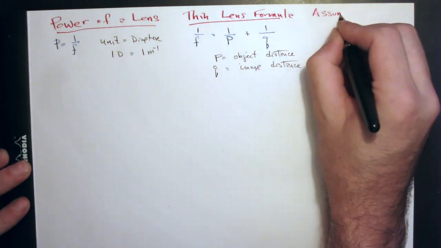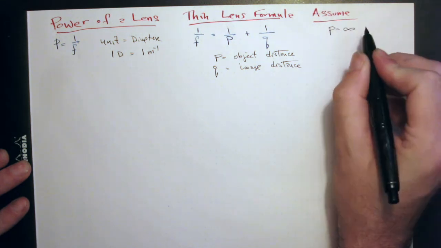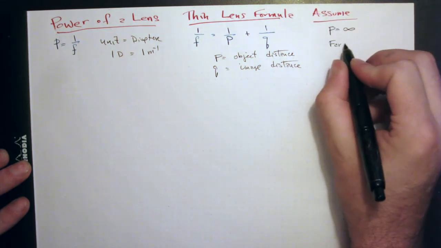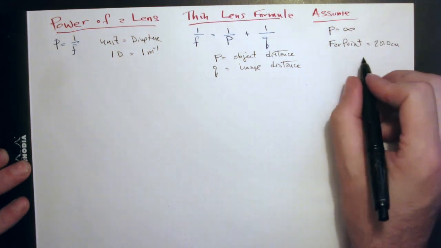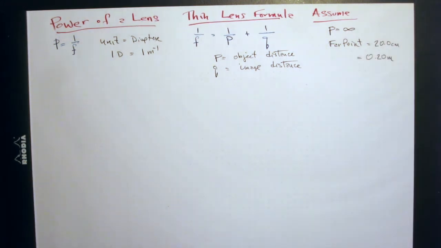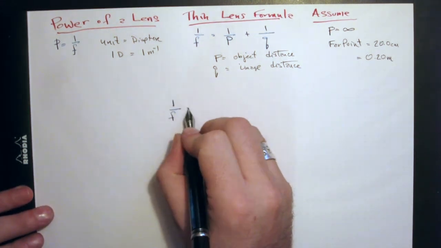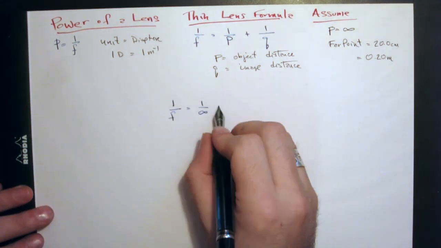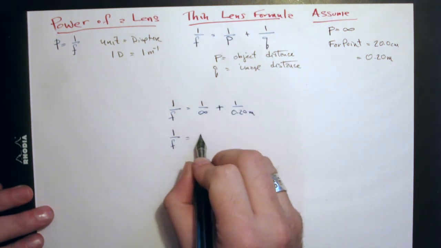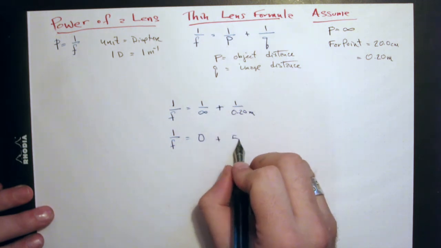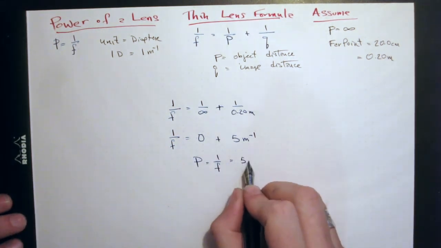In this case, we will assume that the object distance is at an infinite distance, which would be normal eye vision, and the far point equals 20 centimeters, or 0.2 meters. So doing the formula, 1 over f equals 1 over infinity, which of course is going to become 0, plus 1 over 0.2 meters, which gives us 5 diopters.